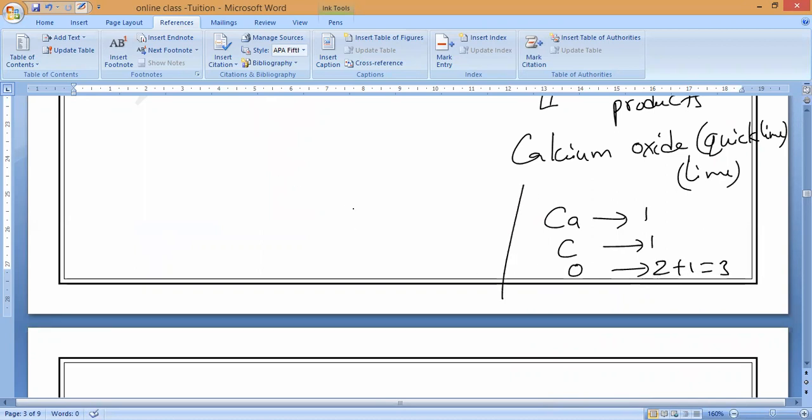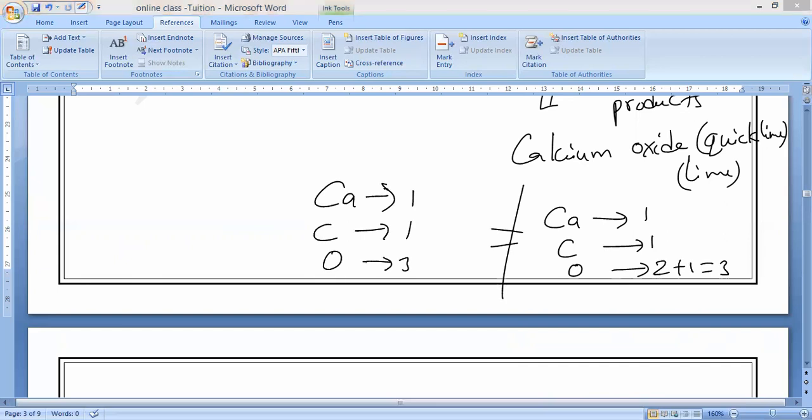Now this is the product side. On the reactant side, calcium 1, carbon 1 and oxygen 3. So now, are both balanced or not? That's all. So what should we call this? Law of conservation of mass. 1 calcium atom, 1 carbon atom and 3 oxygen atoms form on the product side also. So the product side and reactant side have the same number of atoms. Is it yes, guys? Yes, sir.